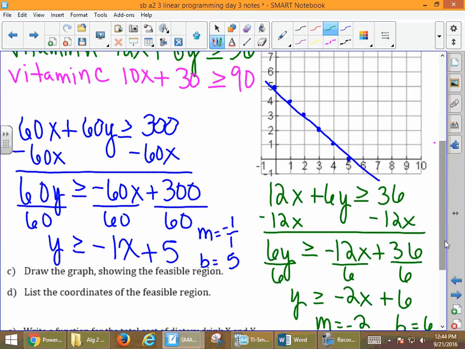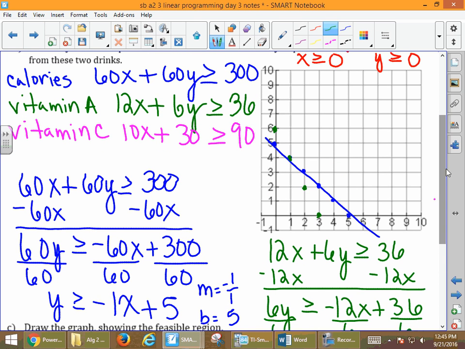So when we come over and graph that, and again, if you don't like m for slope, write slope. If you don't like b for y-intercept, write y-intercept. But when we draw our picture here, it's down 2 over 1, down 2 over 1, down 2 over 1. And there's our second inequality.